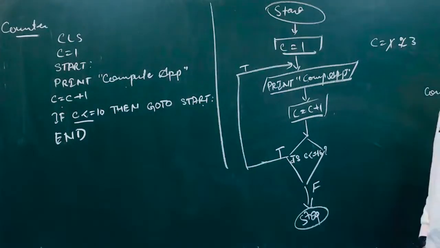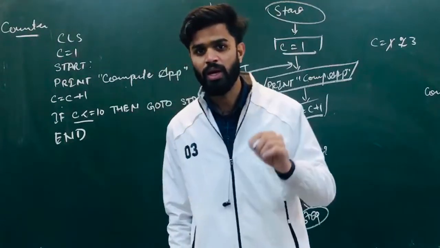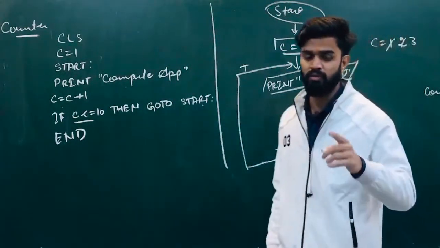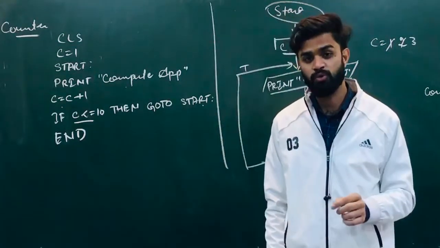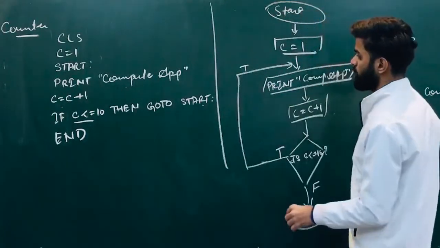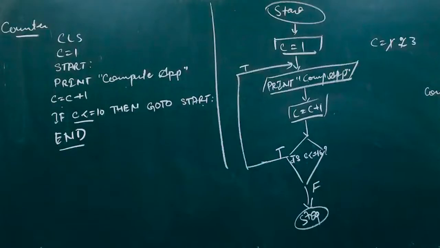And this will happen 10 times, because till C equal to 10 the condition will be true, and when C equals 11, then 11 is less than or equal to 10 is false, and when the given if condition is false, then the program will terminate and end. There is nothing else that will be performed in this program.